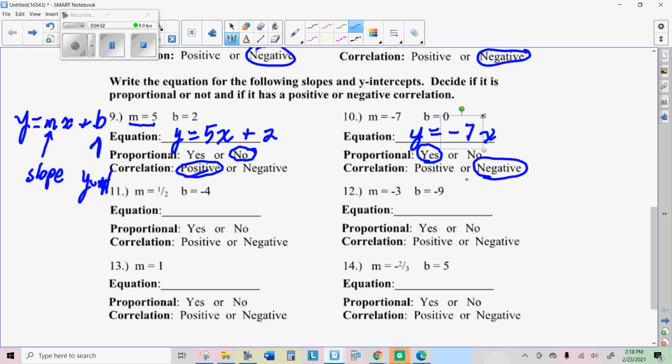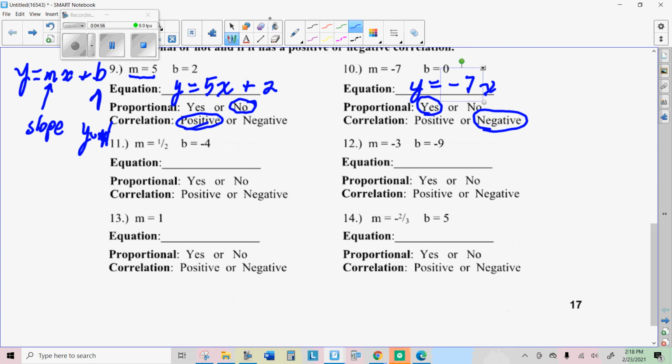All right. Why don't you see if you can do the last 4? Check back and see if you got them right.